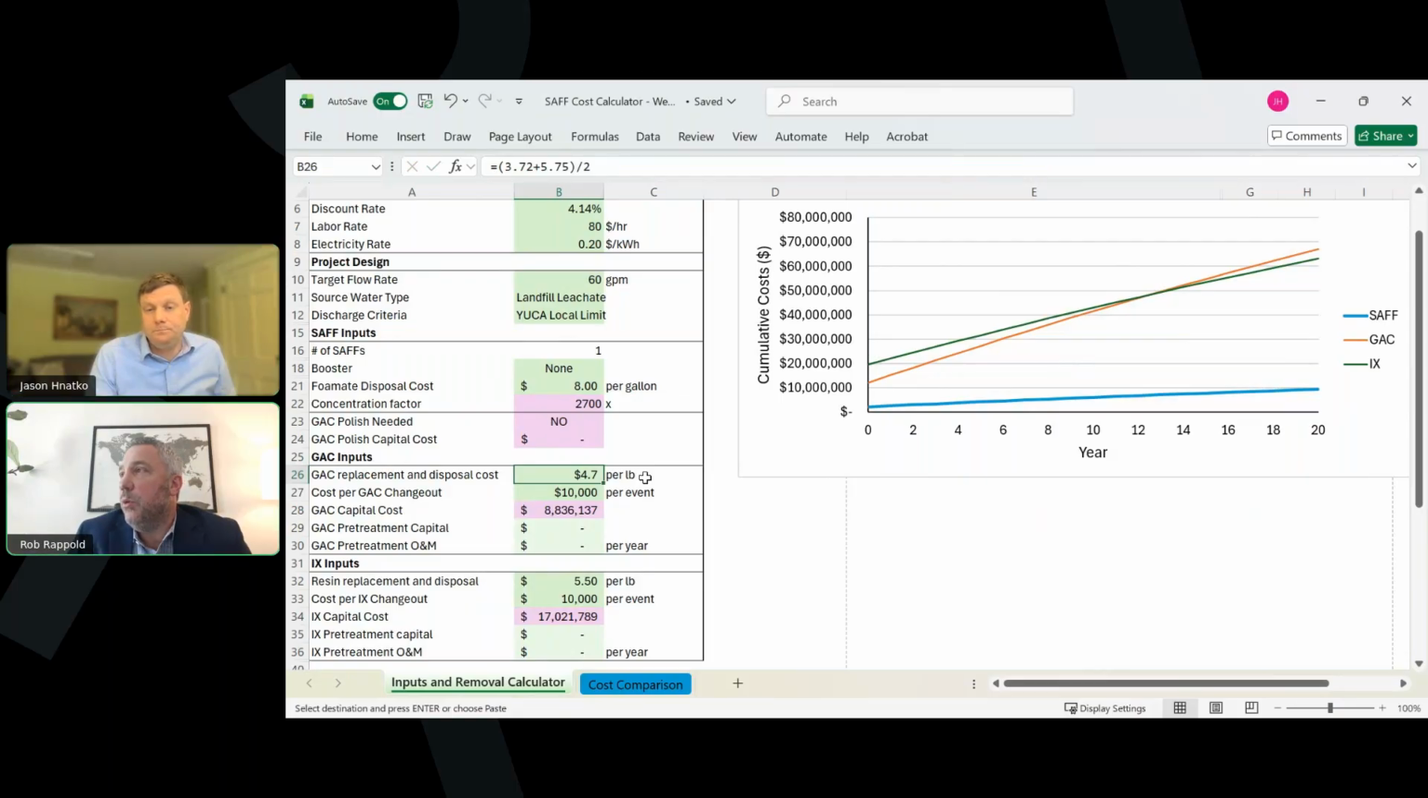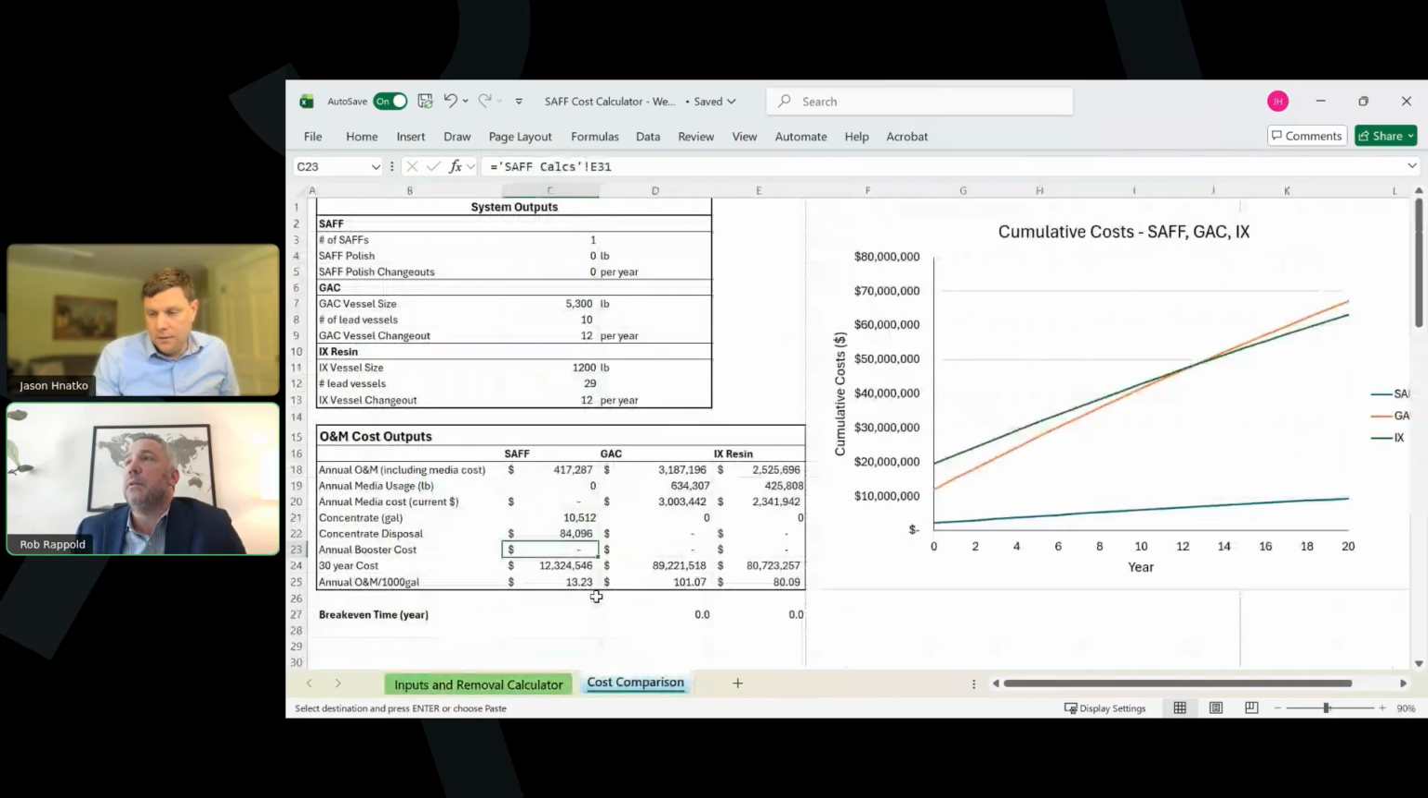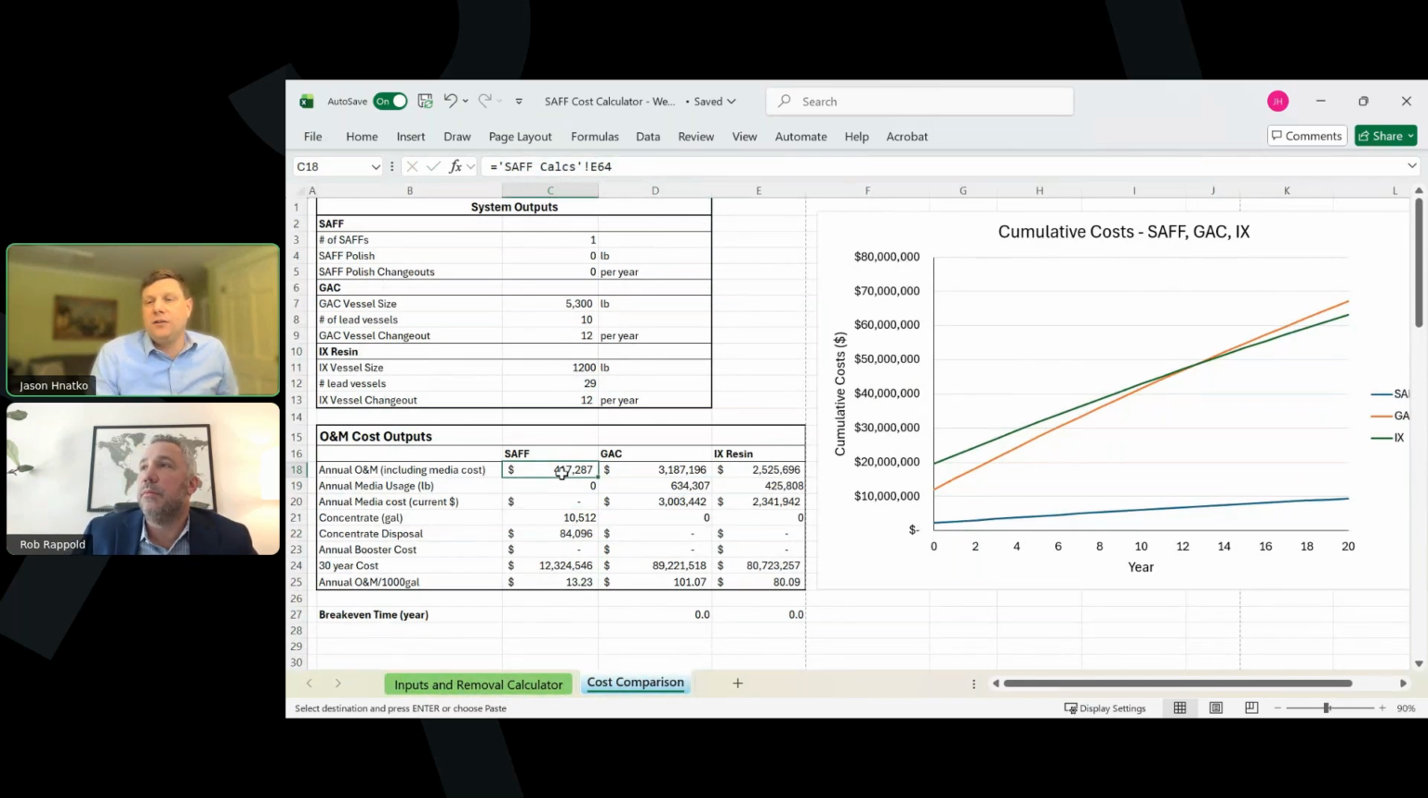Okay, Jason, another one here. What O&M costs are included for these technologies? Does SAFF cause scaling with the addition of air, which may increase O&M for SAFF? Yep. So the O&M costs here include, for SAFF, cleaning. That's actually a good point to test this. So you can see the costs are about $417,000 a year for landfill leachate. And that has to do with the cleaning frequency that's assumed.